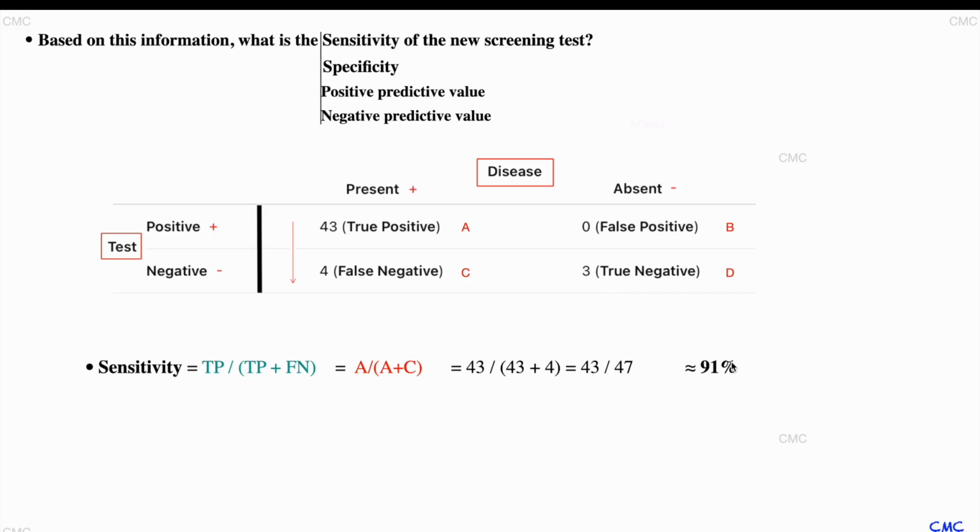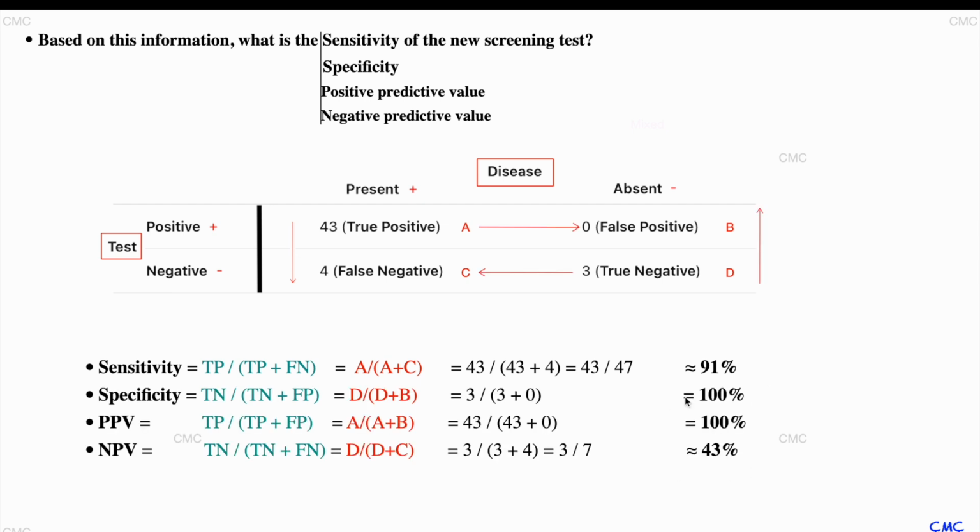I would encourage you to stop the video here and work out the remaining calculations yourself for practice. But here they come now, spoiler alert, the worked out answers. We got a specificity and positive predictive value of 100% and a negative predictive value of 43%. Now, at this point, I think we should take a step back and think what these values mean for our new screening test. Do we think that this is a good screening test?